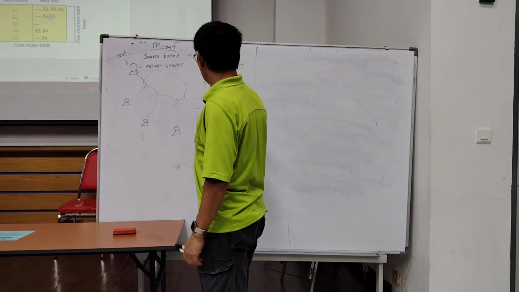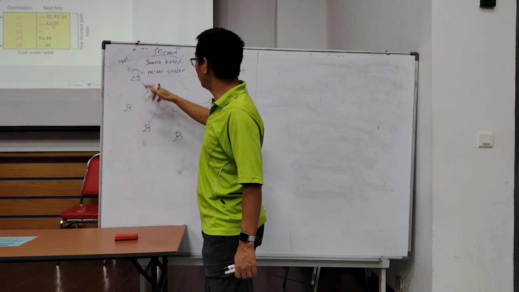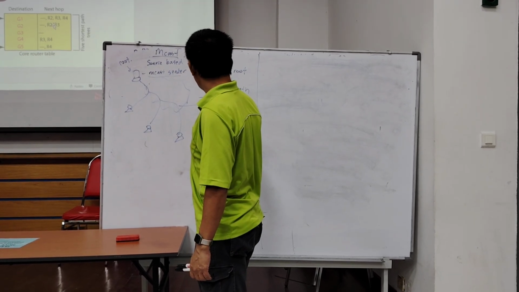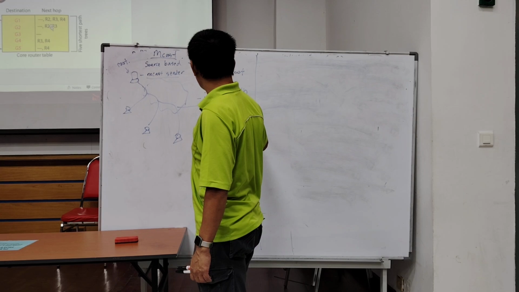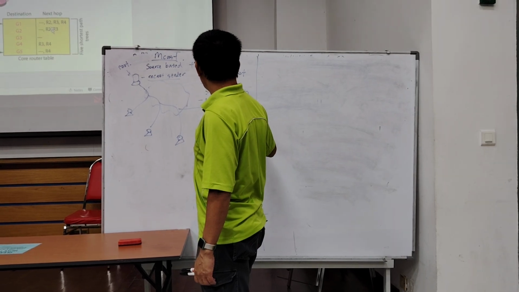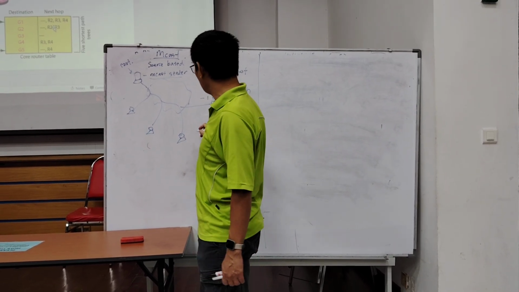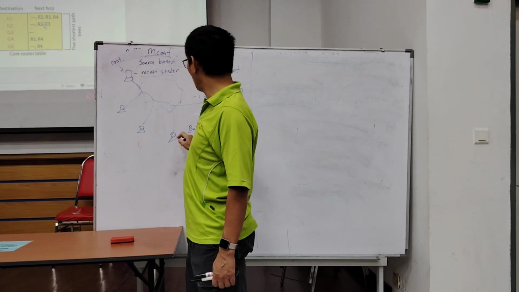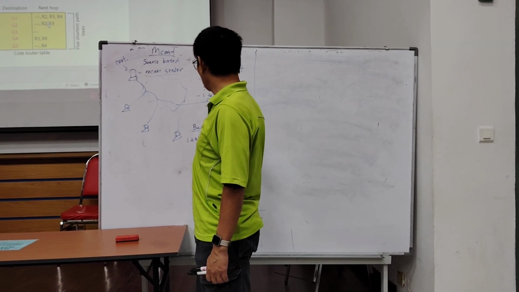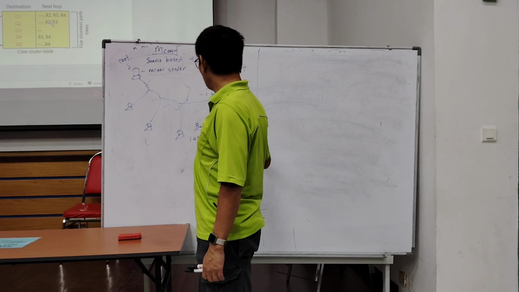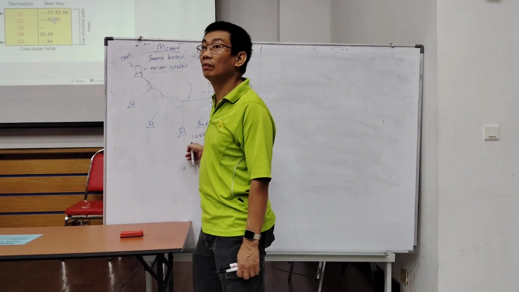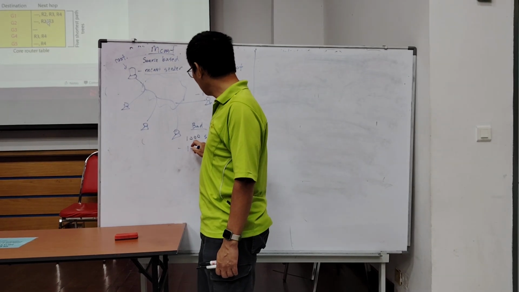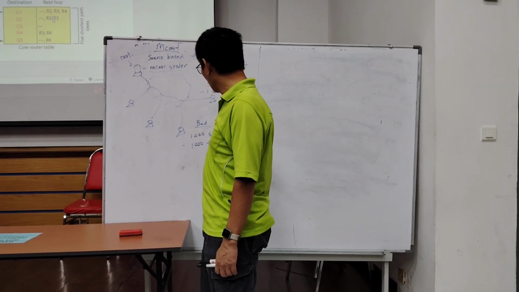you have one tree, it's like this. It's good for one-to-many application. But what is bad is, let's say you have 1,000 senders, how many trees do you need to have? 1,000 senders, you need 1,000 trees.